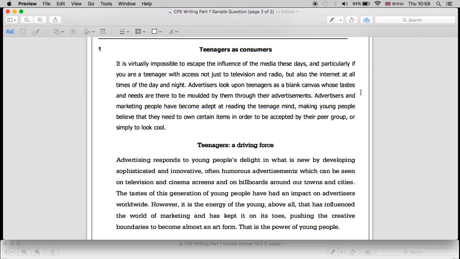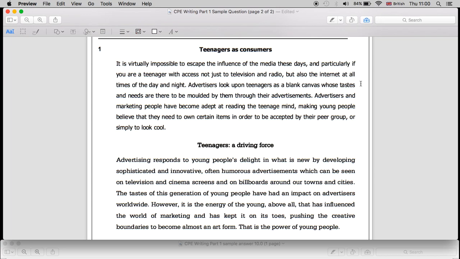The first extract reads, "Teenagers as consumers. It is virtually impossible to escape the influence of the media these days, and particularly if you are a teenager with access not just to television and radio, but also the internet at all times of the day and night. Advertisers look upon teenagers as a blank canvas whose tastes and needs are there to be molded by them through their advertisements. Advertisers and marketing people have become adept at reading the teenage mind, making young people believe that they need to own certain items in order to be accepted by their peer group or simply to look cool."